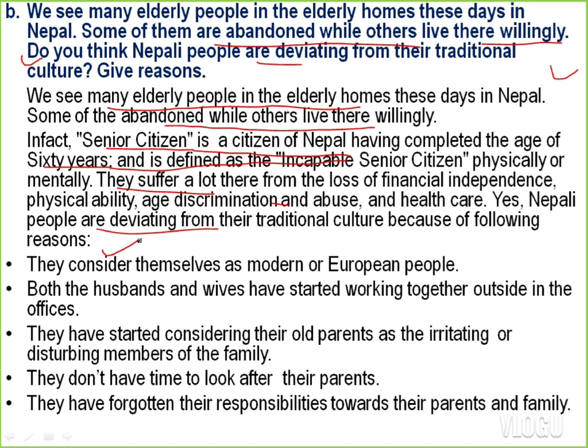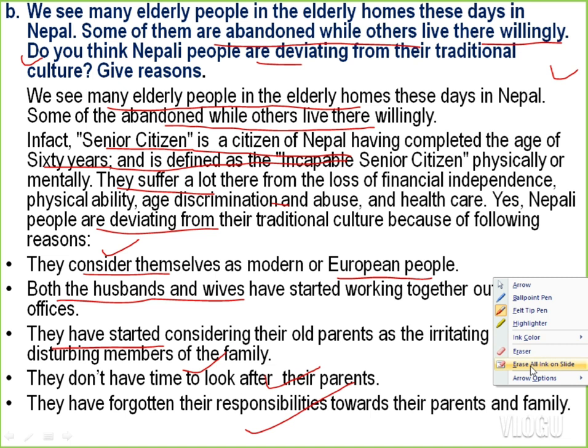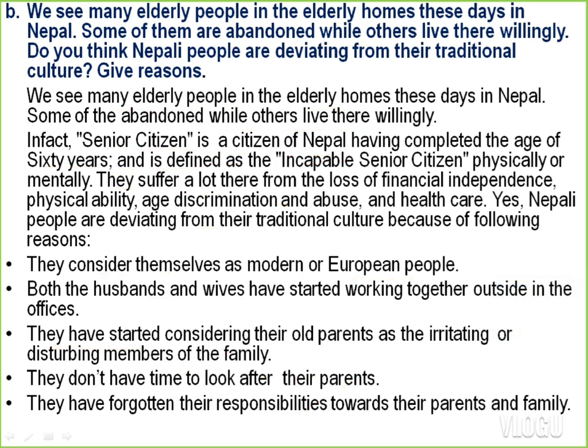Now they are deviating. They consider themselves as modern or European people. Because of this reason, both the husband and the wife have started working together outside in the offices. They've started considering their old parents as irritating or disturbing family members. And they don't have time to look after their parents. They have forgotten their responsibilities toward their parents and the family. Because of this reason, we can say that yes, Nepalese people are deviating from the traditional culture.